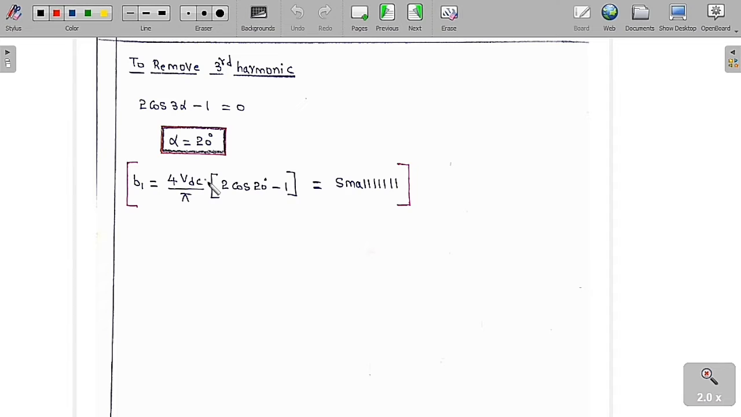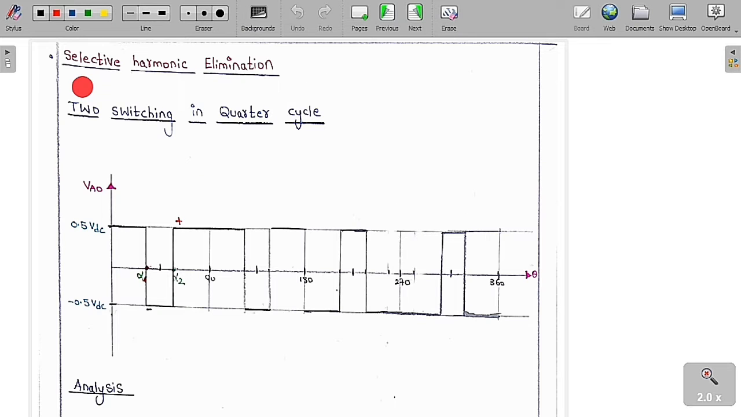If I want the fundamental peak value of the output voltage in this second case, and I substitute alpha to eliminate the third harmonic, I am going to get a very small value. In case 1 and case 2, with single pulse width, there is only one switching in the 90 degrees. So we have studied the important aspects of these. Now we are going to study selective harmonic elimination.